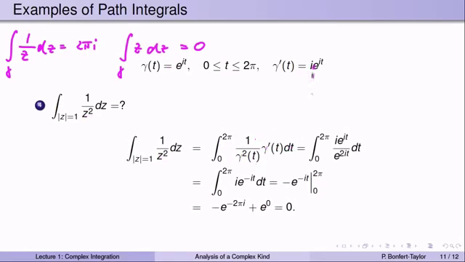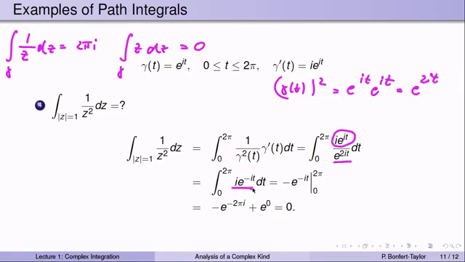Gamma prime of t is in the numerator, and it's i e to the it, that's this part right here, and we divide by the square of gamma of t. What is gamma of t squared? That is e to the it squared, so e to the it times e to the it, and that is e to the 2it. So e to the 2it is here in the denominator, and I can therefore cancel one of the e to the it's, and I'm left with one e to the it in the denominator, or e to the minus it in the numerator.